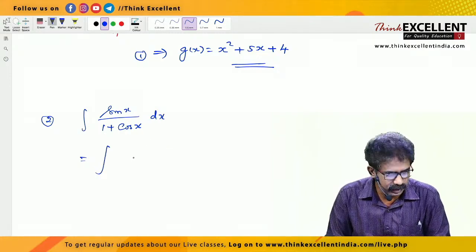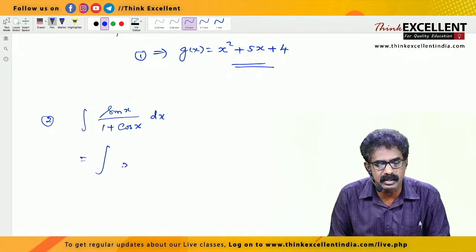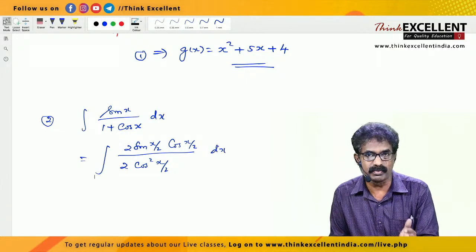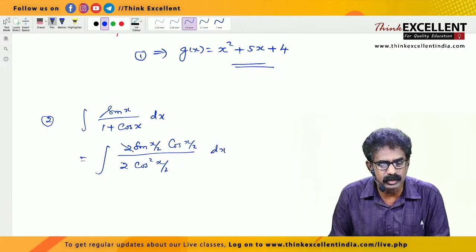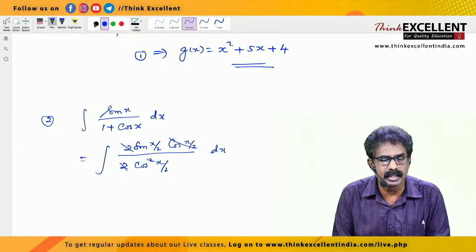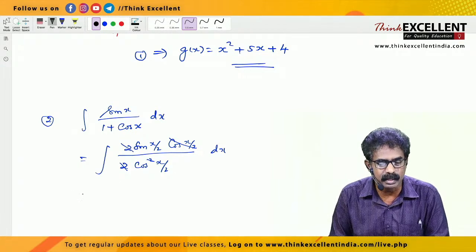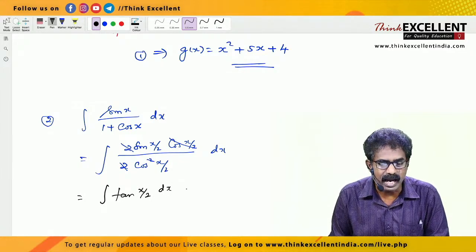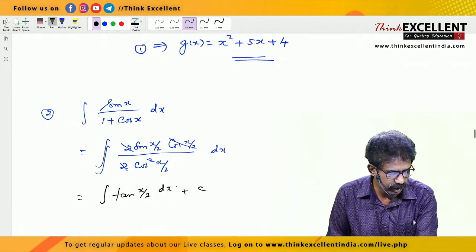1 plus cos x can be written as 2 cos square x by 2. Sin x can be written as 2 sin x by 2 cos x by 2, the sin 2a formula. So here you can cancel 2, and cos one time you cancel. So you are getting sin by cos. What can we write for sin by cos? Tan. So you are getting tan x by 2. Tan x by 2. Tan integration is log sin.